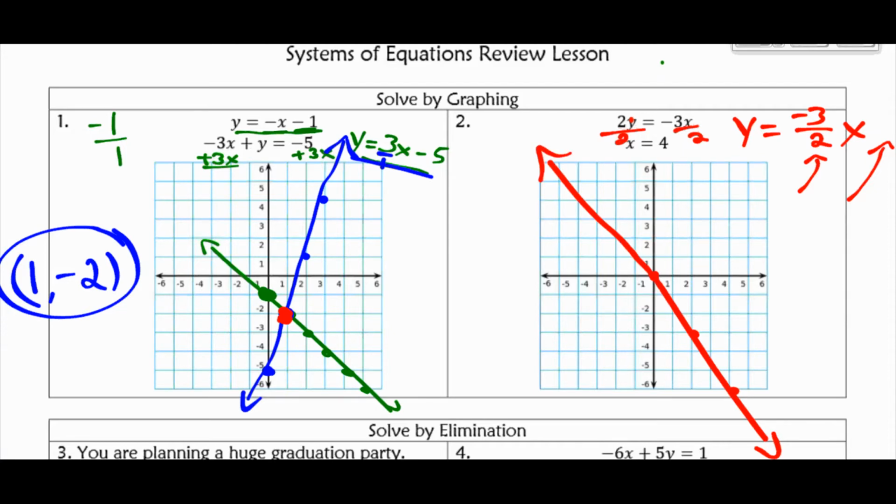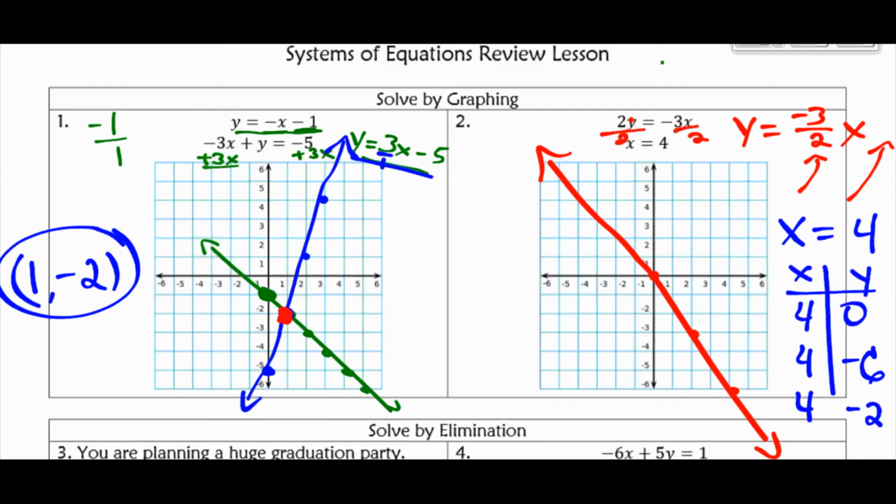That's my first one. My second one is just x equals 4. So x is always equal to 4. There is no slope in that line, and no y-intercept at all. It's just telling me that x is 4. So I'm going to look at this as a table. I'm going to think about if all the x values were 4: (4, 0), (4, negative 6), which I'm choosing strategically, and (4, negative 2).